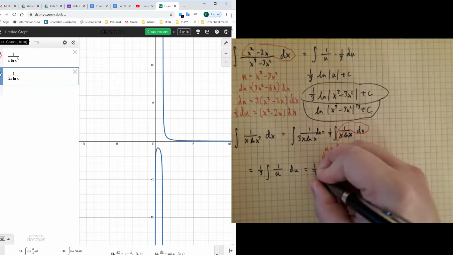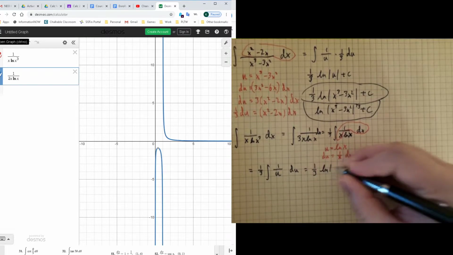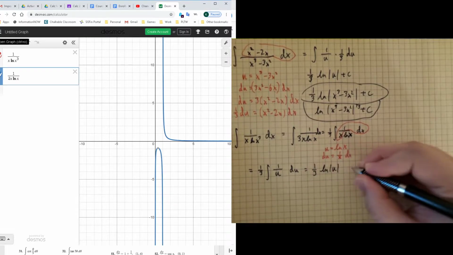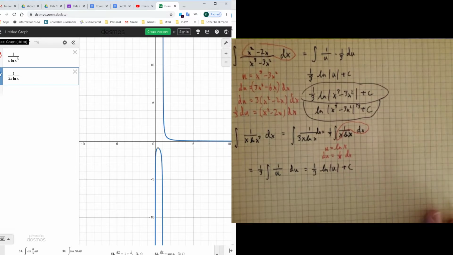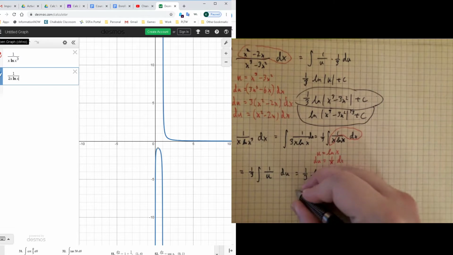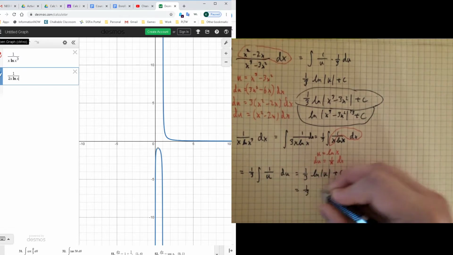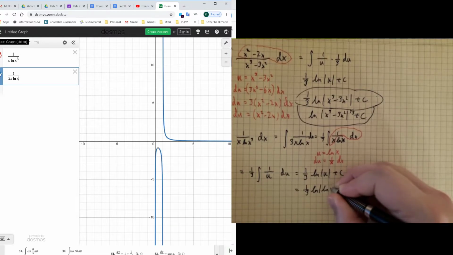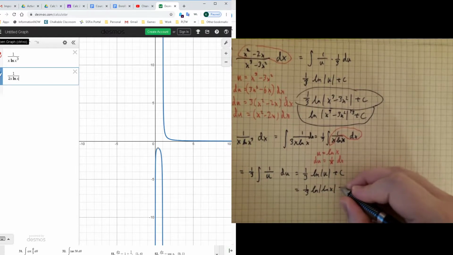1/3 ln absolute value of u plus c. Everywhere there's a u, I replace with the natural log of x. So this is equivalent to 1/3 natural log of the absolute value of the natural log of x plus c.